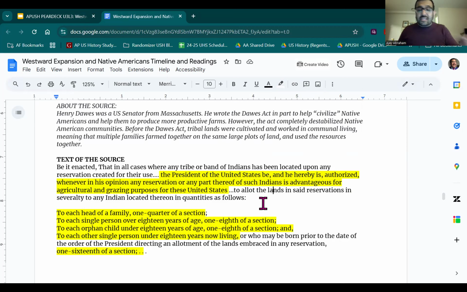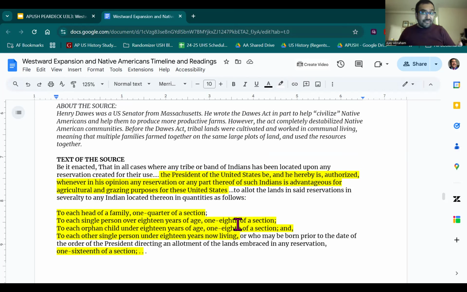And then it tells what the allotments are going to look like. To each head of family, 1/4 of a section. That ends up being about 160 acres for farmland, 360 acres if it's grazing. If you're raising cattle or pigs, then they give you a little more land since those animals need to move. Okay. To each single person over 18 years of age.